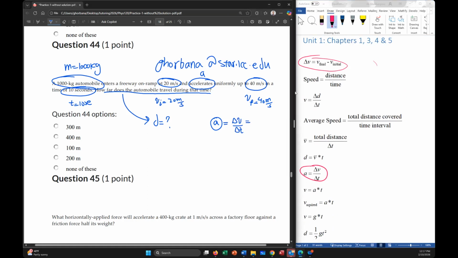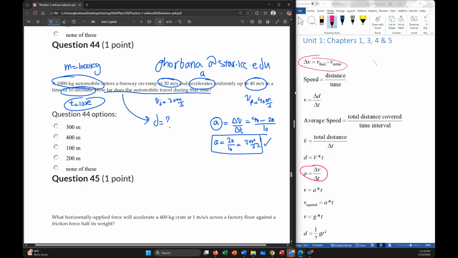What is the delta V? V final minus V initial. What is the V final? 40, minus what is the V initial? 20, divided by how many seconds is the time interval? 10 seconds. So acceleration will be 40 minus 20, which is 20, divided by 10. It will be 2 meter per second squared. Good, so I have an acceleration.